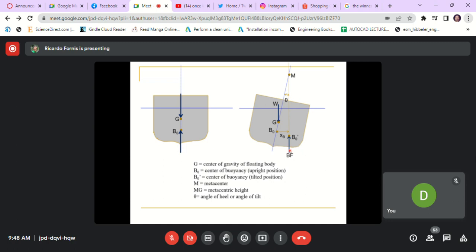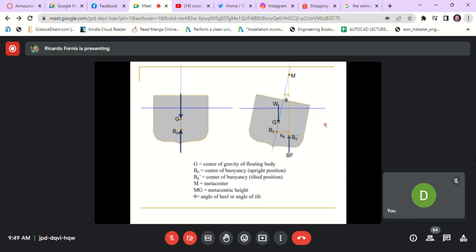If we project BO vertically, it will intersect with the axis of the floating object. That point we call the metacenter, M. The distance from M to G we call the metacentric height. Theta is the angle of heel or angle of tilt. So in most cases, the calculation is the determination of MG.